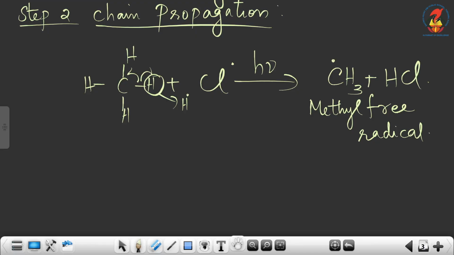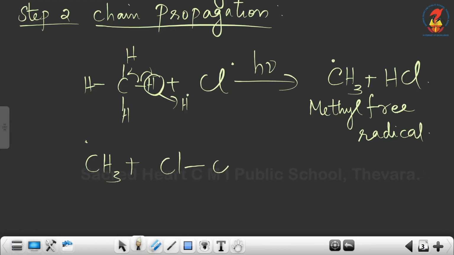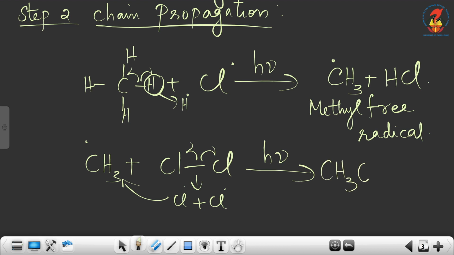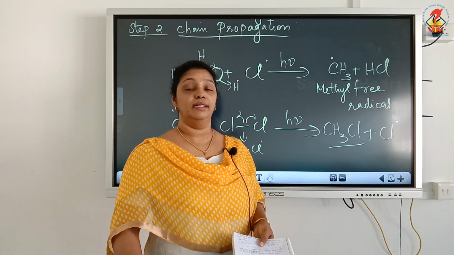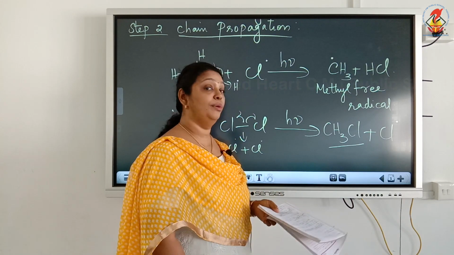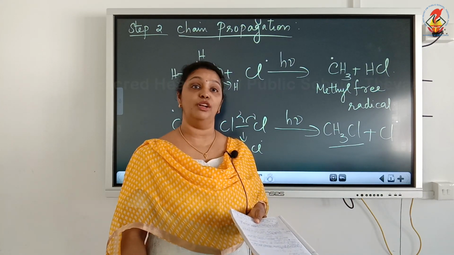All this takes place under the chain propagation step. The methyl radical, CH3 radical, will attack a second molecule of chlorine, another chlorine molecule. So, that chlorine molecule will also undergo homolytic cleavage. As a result, we get two chlorine free radicals. One chlorine free radical will combine with the CH3 free radical and we get CH3Cl, plus the other chlorine goes as another chlorine free radical. So, we got our first product of the chlorination of methane, that is chloromethane, or the common name is methyl chloride.